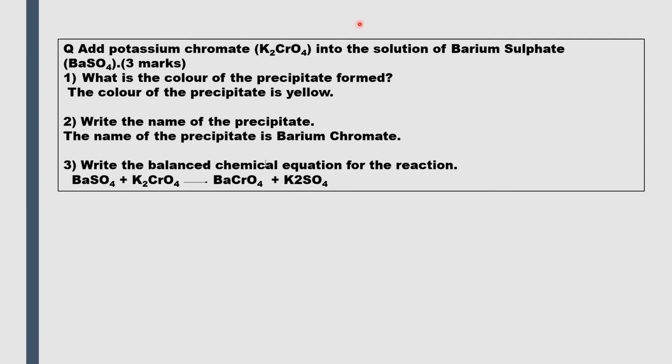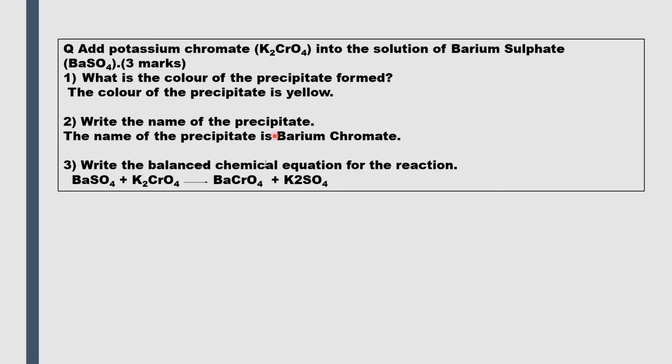Now children, first we must know what is the reaction taking place. When potassium chromate, that is K2CrO4, reacts with barium sulfate, BaSO4, exchange of ions takes place. So barium chromate, that is BaCrO4, will be formed. This is a precipitate and the color of the precipitate is yellow. And K2SO4, that is potassium sulfate, will be formed. So what is the color of the precipitate formed? The color of the precipitate formed is yellow.